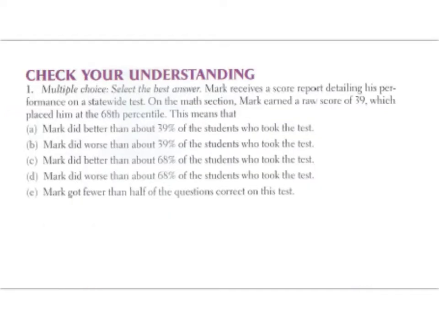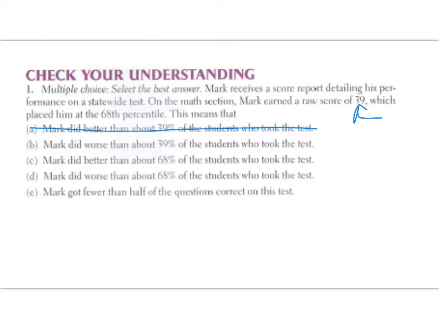So let's look at this multiple choice question here. Mark receives a score report detailing his performance on a statewide test. On the math section, Mark earned a raw score of 39, which placed him at the 68th percentile. This means that. So let's look at these answers here. So A here, we've got Mark did better than about 39% of the students that took the test. Well, Mark's score was a 39, but his score is not his percentile. Remember, his percentile is calculated on his score relative to everyone else's. So it's not going to be A. Score and percentile are not the same thing.